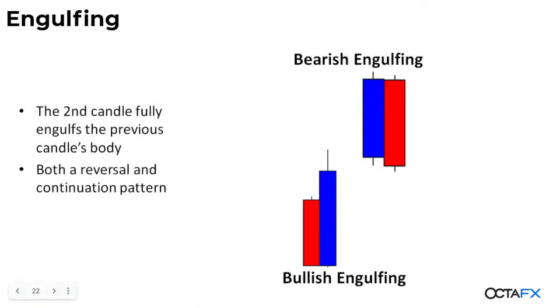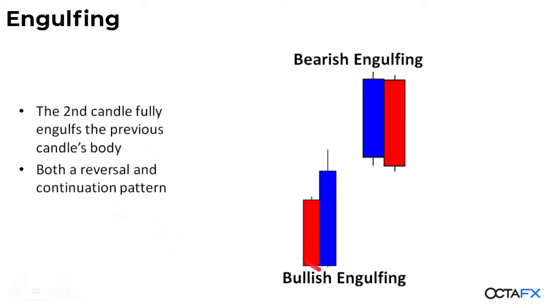All right. This is engulfing. There are two types of engulfing, obviously, bullish engulfing and bearish engulfing. These are both a reversal and continuation pattern, but mainly a reversal pattern. When it appears, it typically appears at the end of a trend for a bullish engulfing, where the buyers kind of engulf the sellers in the market. There's a lot more bullish sentiment going on in the market, and the second candle has to fully engulf the previous candle's body.